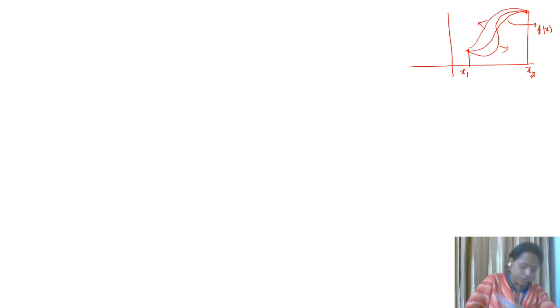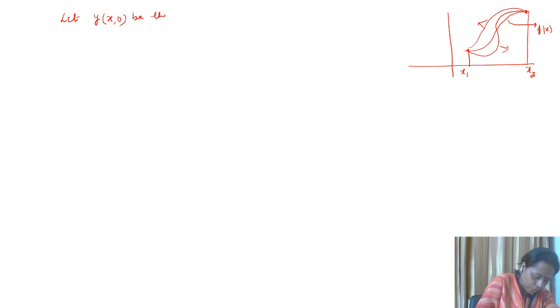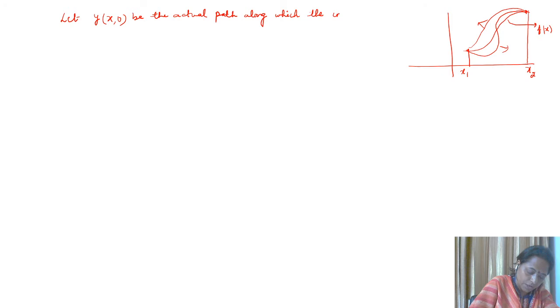So we will assume, let y(x, 0) be the actual path. I have written 0 because I am going to define a parameter. It is the actual path along which the integral J is stationary.